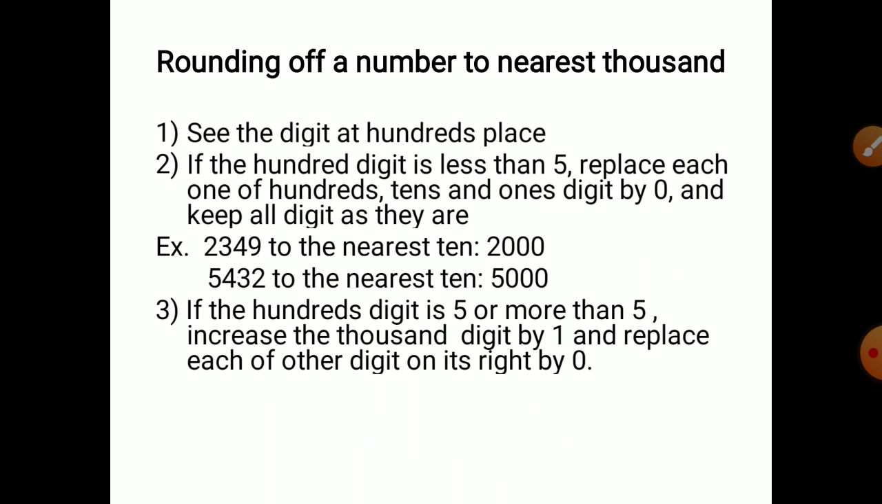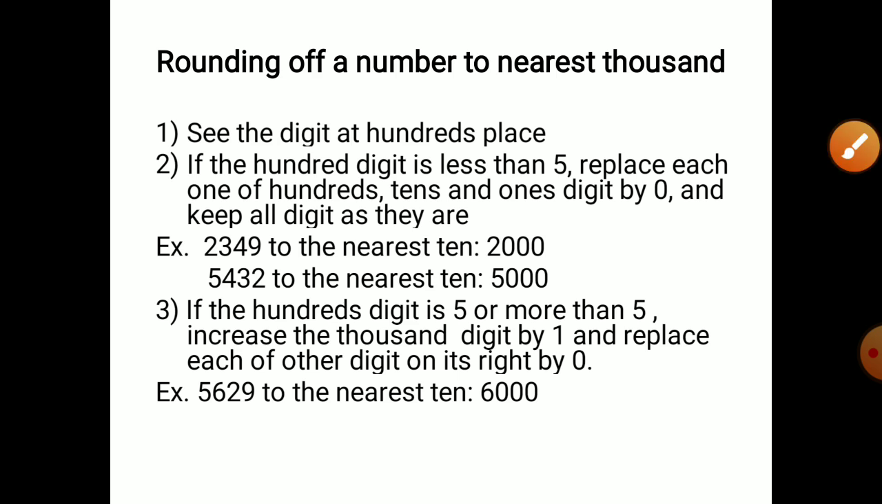Next, if our 100 digit is more than 5 or equal to 5, so if our 100 digit is 5 or more than 5, we will write zeros to the right of all the digits, and we will add 1 to the thousands digit, or we can say 1 to the digit which is on the left side.